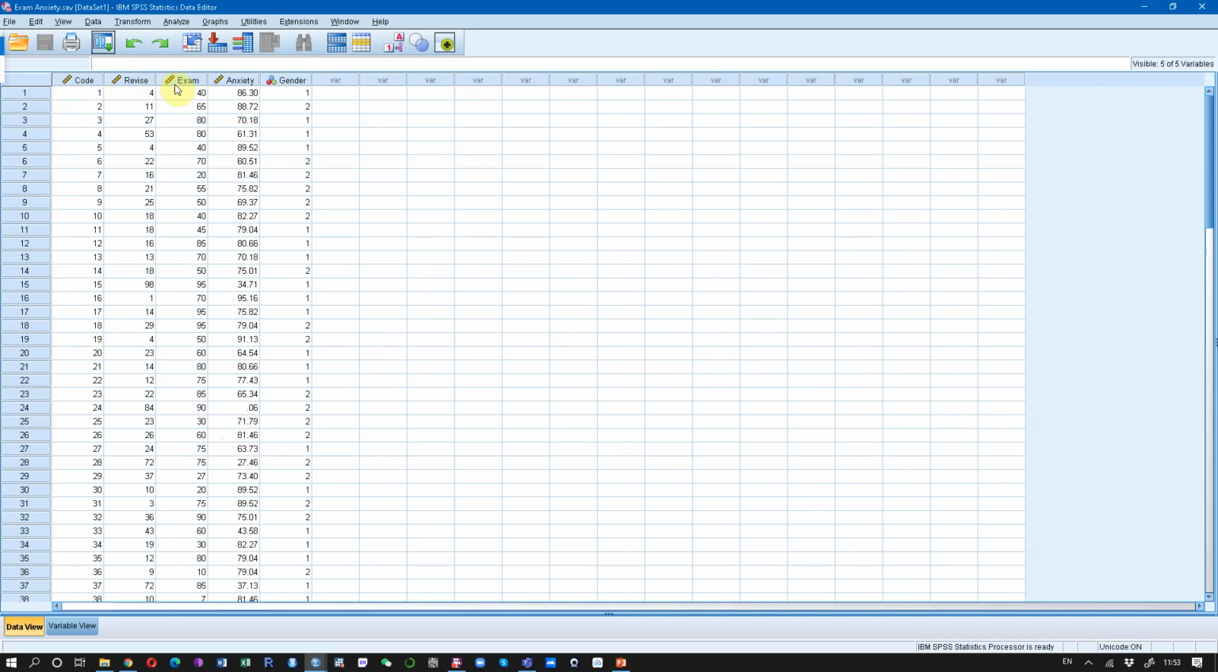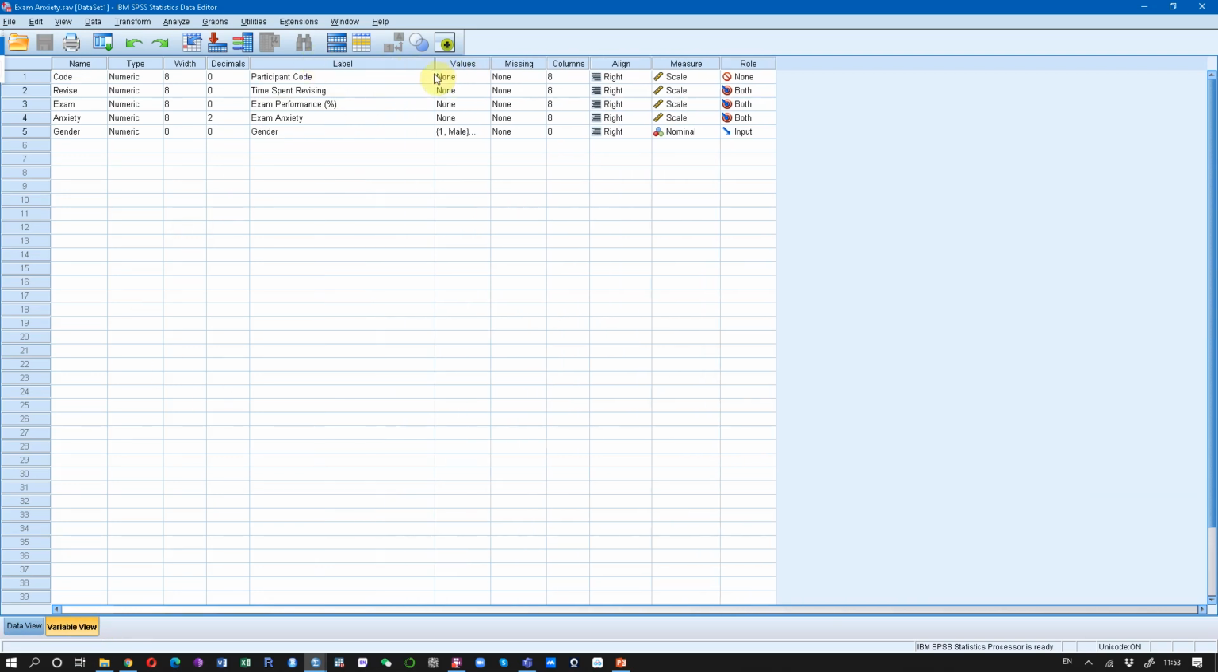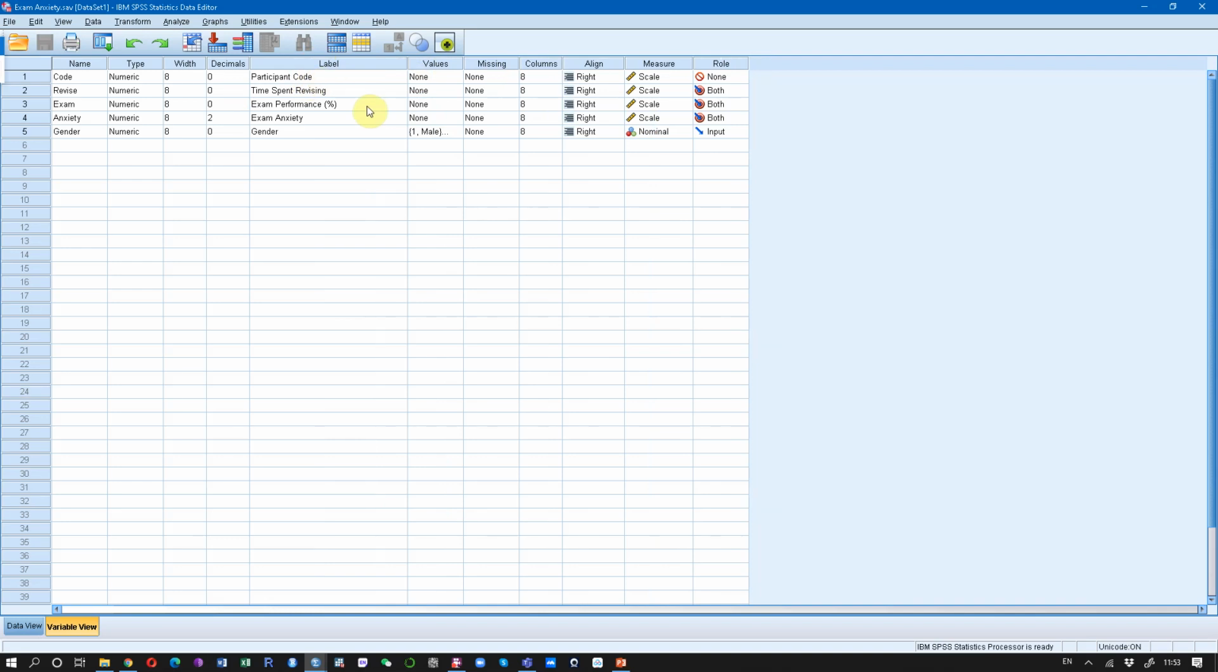It has 1, 2, 3, 4, 5 columns. So you probably need to look into a variable view to know exactly what these variables are: revise, exam, anxiety, gender. So let's move on to the variable view and have a look. I just make the label display.